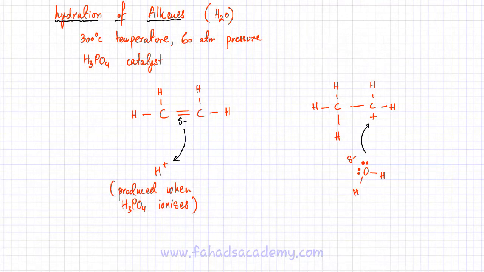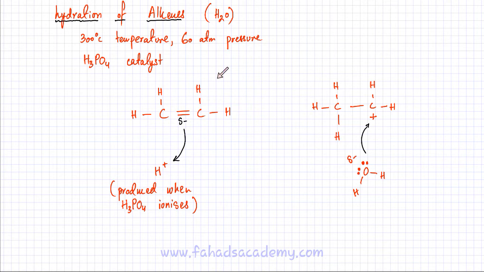In this video lecture, I'm going to discuss the electrophilic addition mechanism again, but this time I'm going to discuss the hydration of alkenes, which is the reaction of alkenes with H2O. The conditions for this reaction are 300 degrees centigrade as the temperature, 60 atmospheres as the pressure, and phosphoric acid is used as a catalyst.